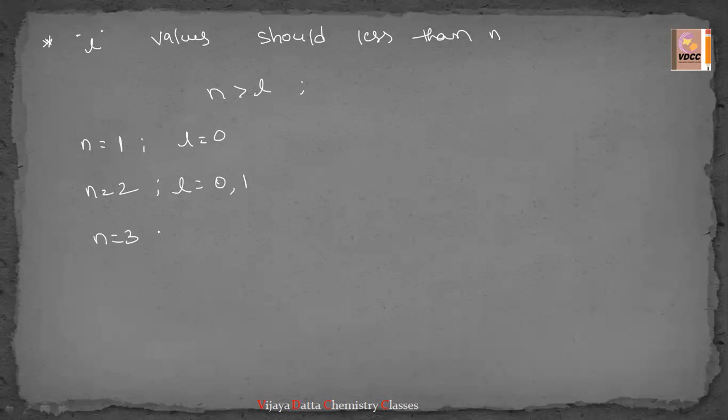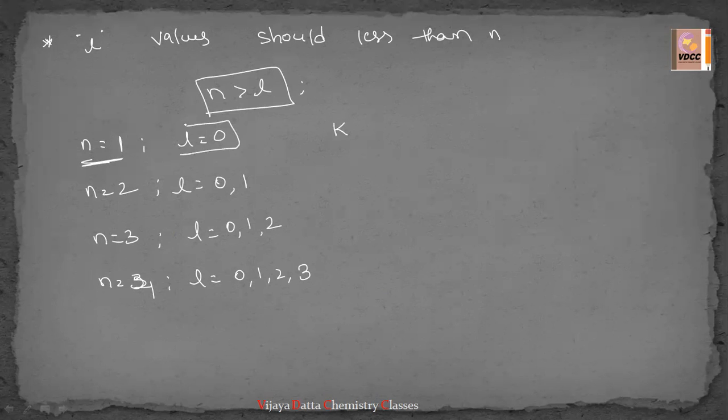When n equals 3, L can have 0, 1, 2 values. Sorry, n value is 4. L can have 0, 1, 2, 3 values. So always L should be less than n. When n equals 1, it is a K shell.